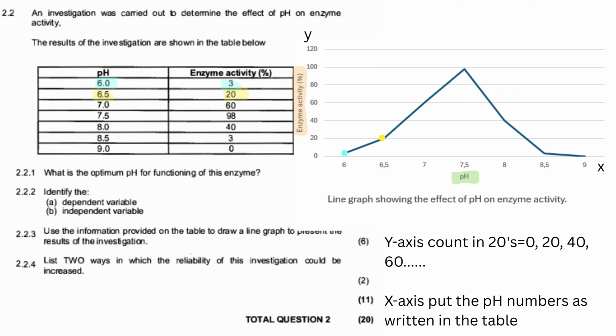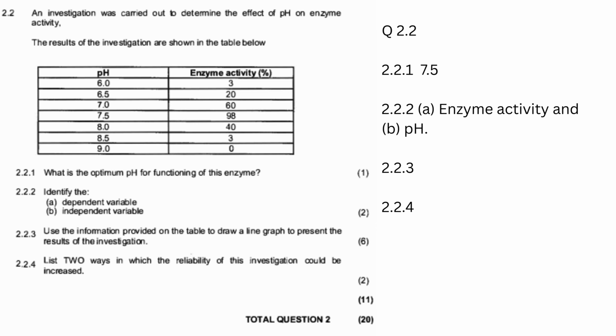And then the next part is the title. Don't forget to give us a title, or to write your title. You can write something like, line graph showing the effect of pH on enzyme activity. So remember, the graph title should be on the top of your graph. Always in life sciences, our graph titles are on the top of the graph.